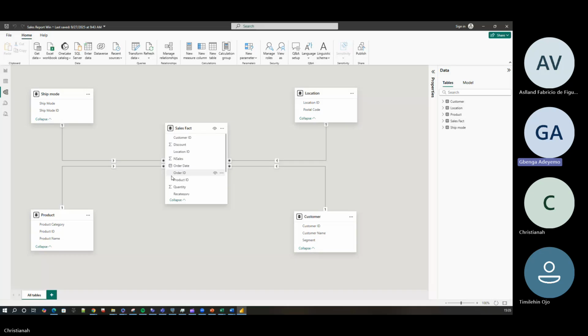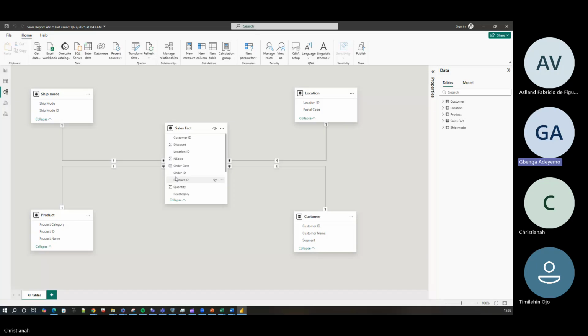Now, you know that in a star schema, all the dimensions will connect directly to the what? To the facts, right? All the dimensions will connect directly to the facts.